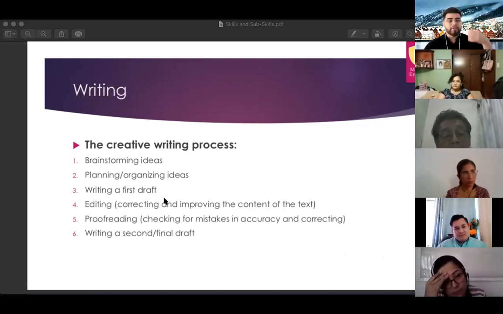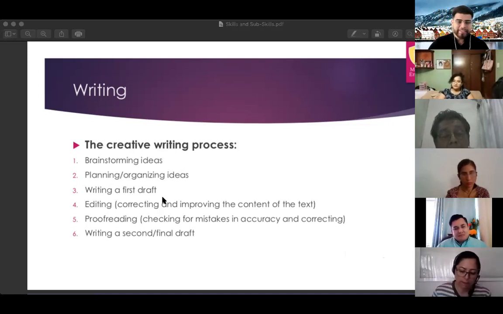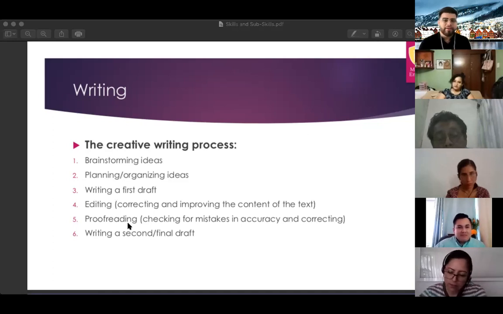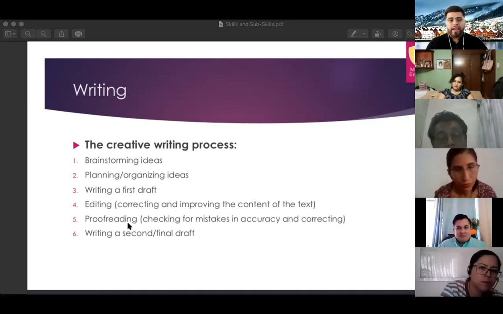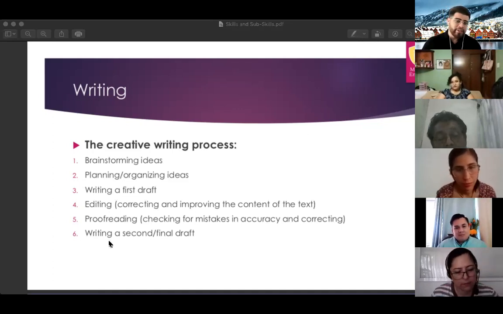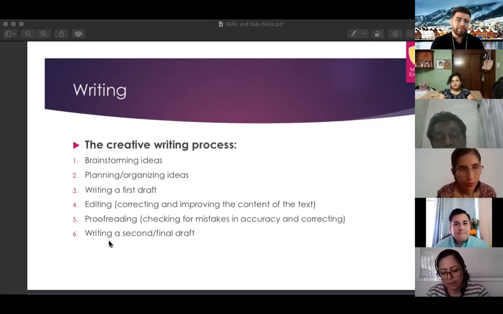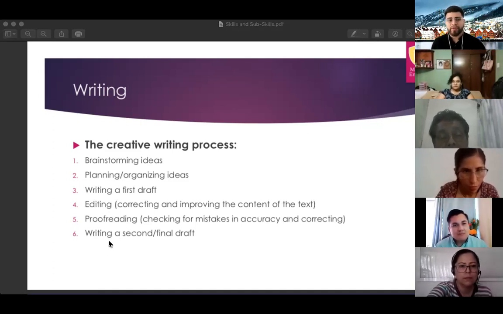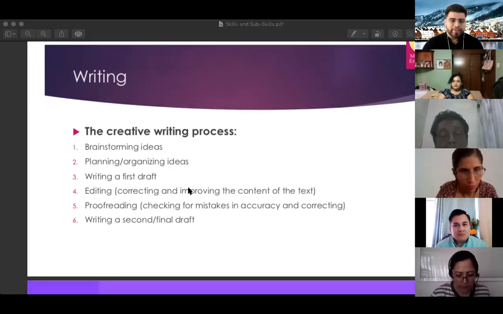The first draft is like the first version of your text. And then you're going to edit. That means change big things. And then you're going to proofread, change little things, like the spelling and the punctuation. After you do that, it is a good idea to write a second draft so you don't return it with all those erase marks and it's ugly. Just write it again on another piece of paper. That's an important step that we should make our students do. All right, let's see. Can I move on?